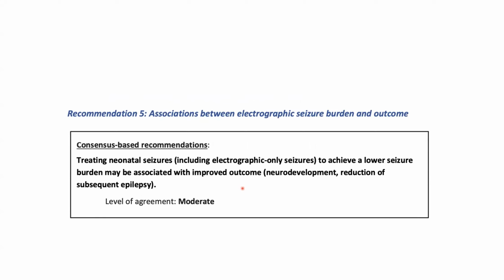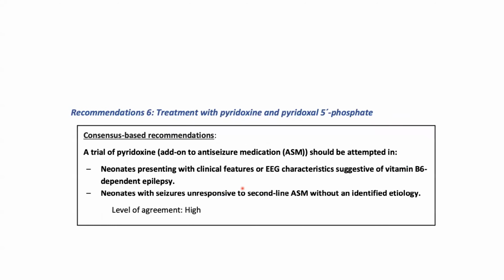The fifth recommendation is on the association between electrographic seizure burden and outcome. So this we already know. That is why we have to treat neonatal seizures, including the only EEG seizures or electrographic seizures, to achieve a lower seizure burden, because it is directly translated into improved neurodevelopmental outcome and decreased risk of subsequent epilepsy in the infant. The sixth recommendation is regarding pyridoxine.